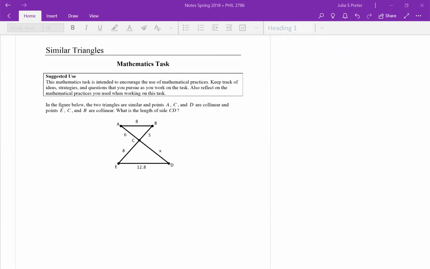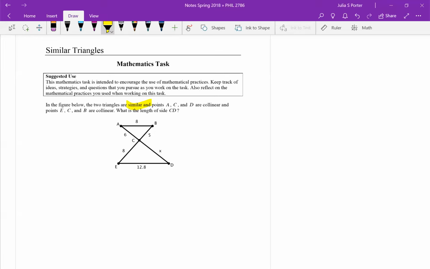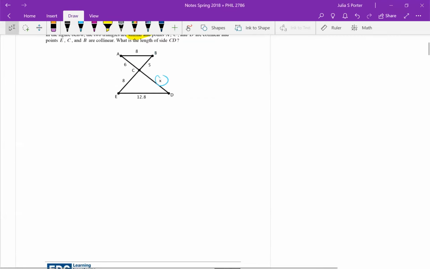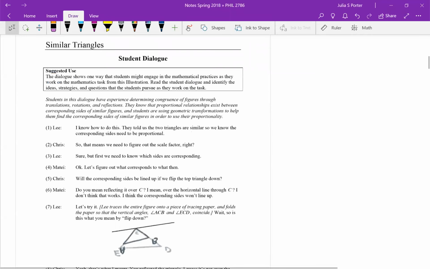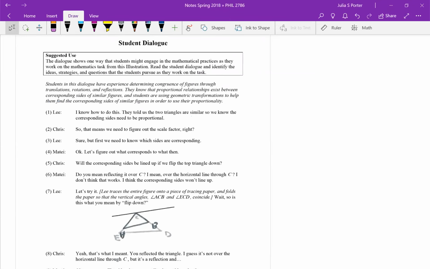Okay, so in this problem, you have these two triangles, triangle ABC and ECD, that are said to be similar, right? And it's asking for you to find the length of side X, or side CD. Okay, so in this problem, you have three boys, Lee, Chris, and Marty.